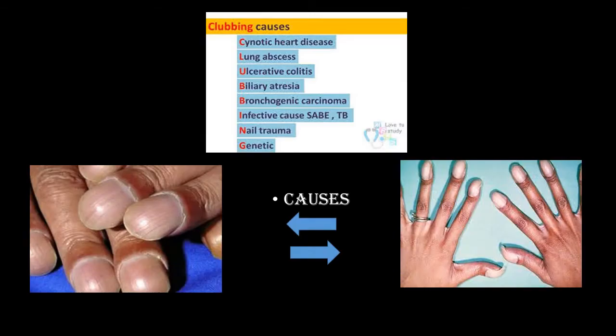Causes for clubbing: cyanotic heart disease, lung abscess, ulcerative colitis, biliary atresia, bronchogenic carcinoma, infective causes, subacute bacterial endocarditis, tuberculosis, nail trauma and genetic. Clubbing may appear acutely in acute lung suppuration, but usually it is of slow onset.